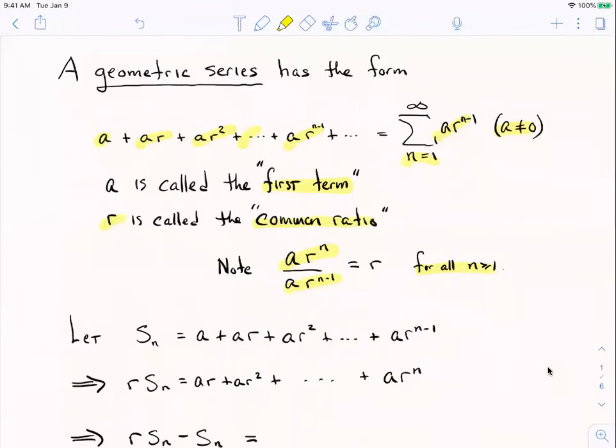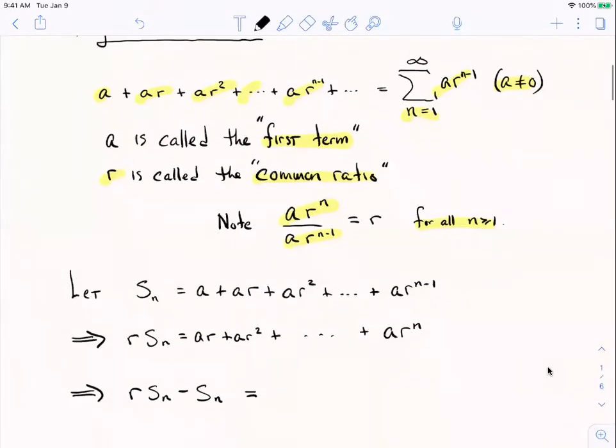Okay, so I want to derive a formula for the nth partial sum of a geometric series. So I've got my nth partial sum written here, Sn, and it's A plus AR plus AR squared up to the nth term of this sequence. The nth partial sum would end with, when the counter is n, the term A times R to the n minus 1. And then what do I do? I multiply that sum by R.